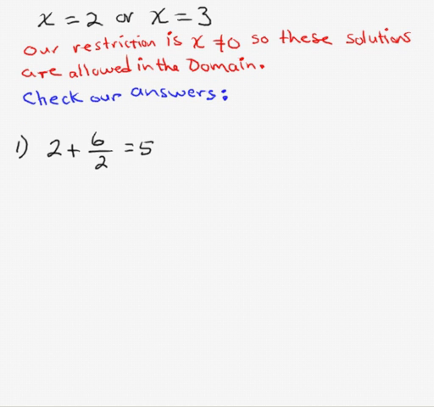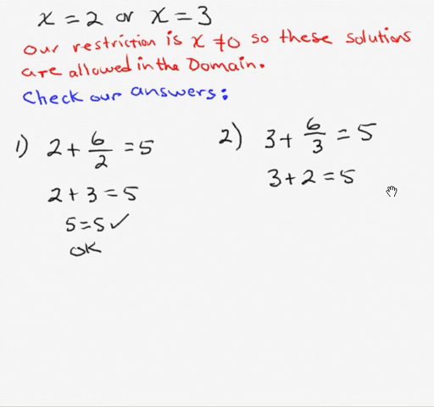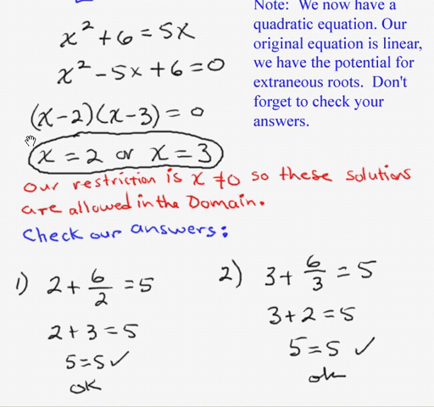So we start with the original equation. Everywhere we see an x, let's replace it with 2 and see if we get a true statement. 2 plus 3 is equal to 5. Well, that works. 5 is equal to 5. Let's check our answer for 3. Everywhere we saw an x, replace it with 3. 3 plus 2 is equal to 5, and that works out. So we did get an extra answer, and in this case it turns out to be a bonus answer, not a bogus answer. So my solutions, plural, are x equals 2 or x equals 3.